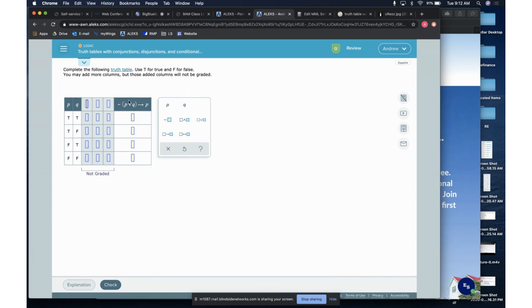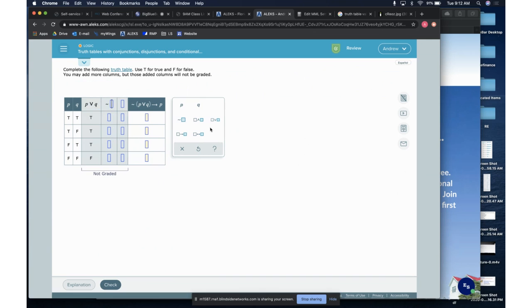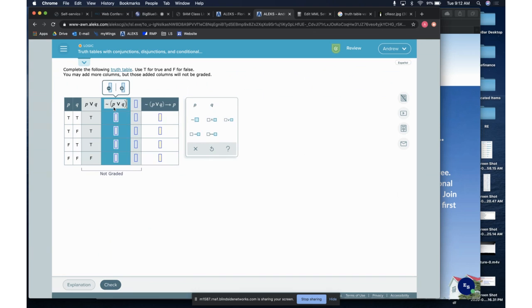So do P or Q. So that's the inside of the parentheses. So our rule for or is it's only false if they're both false. So I'll put a false here. All the others are true. Well, the next column is the not of this column. So I'm doing the not of P or Q. So I'm just doing the opposite of this one. So false, false, false, true.